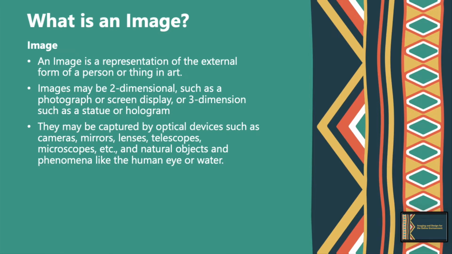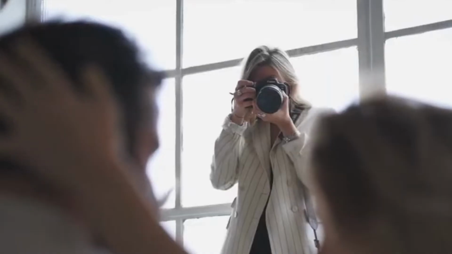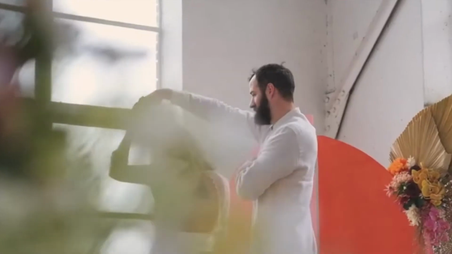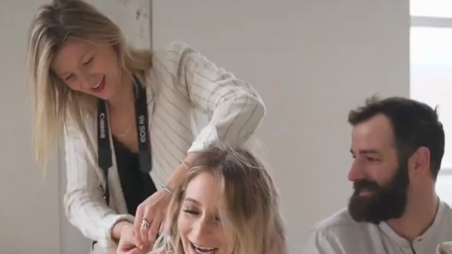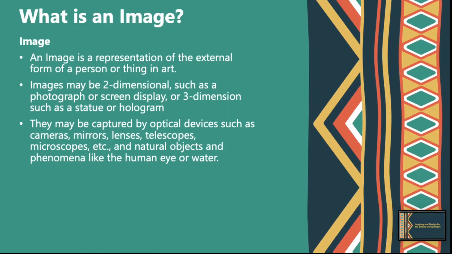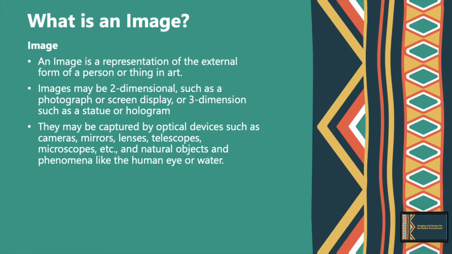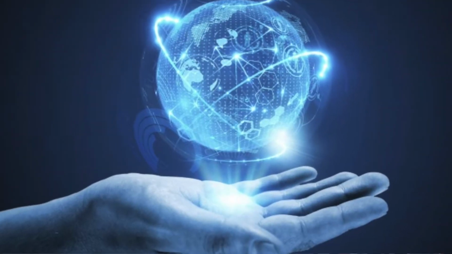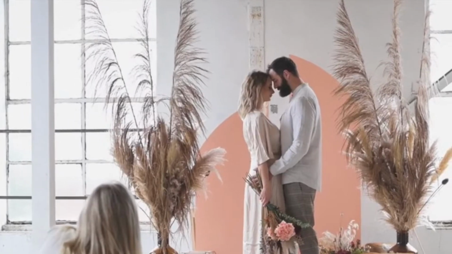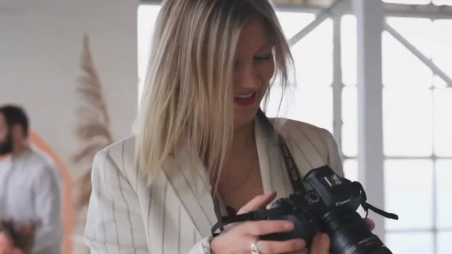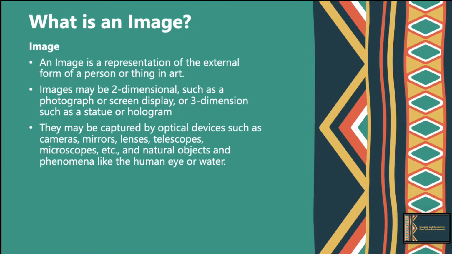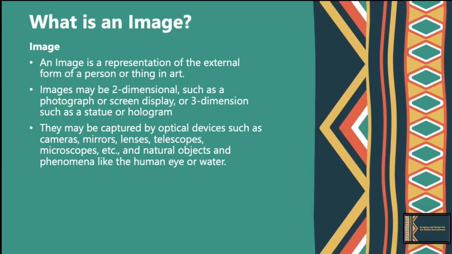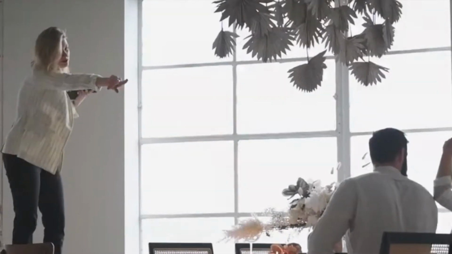So first, let us define what is an image. An image is a representation of the external form of a person or thing in art. Images may be two-dimensional, such as a photograph or screen display, or three-dimensional, such as a statue or hologram. They may be captured by optical devices such as cameras, mirrors, lenses, telescopes, microscopes, and natural objects and phenomena like the human eye or water.